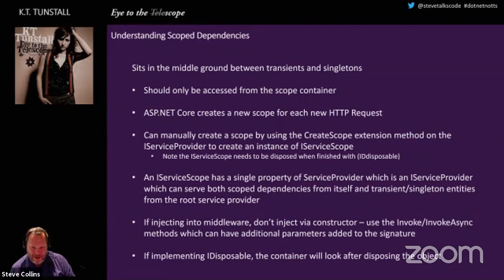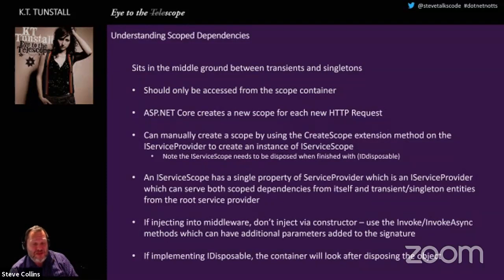But if you're in a console or even within ASP.NET Core itself, you can go about creating a scope by calling the CreateScope extension method on IServiceProvider. That'll go and create a new mini container that is a window into the scoped services, but also it'll go off to the root container and go and get your transients and singletons for you as well.